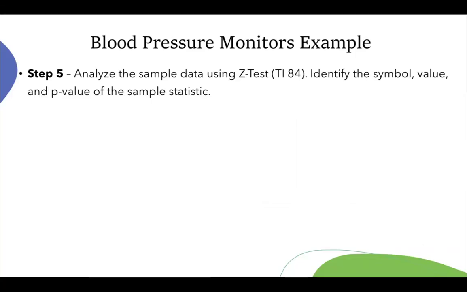So now we're going to step 5. We're going to actually look at our data and calculate the p-value. We have something even better than normal CDF to do this. We have a function on the calculator called z-test, and it works on all TI-84s. And we're going to use the z-test to find our p-value. We are going to identify the symbol and the value of the sample statistic as well. So to start, we go to our calculator's z-test function. Let me go to the calculator with you.